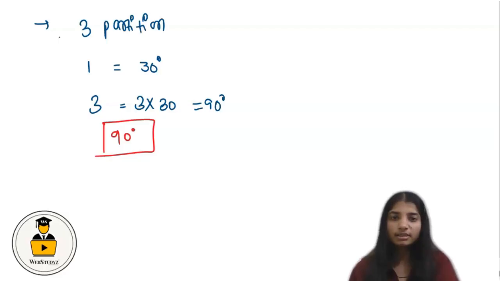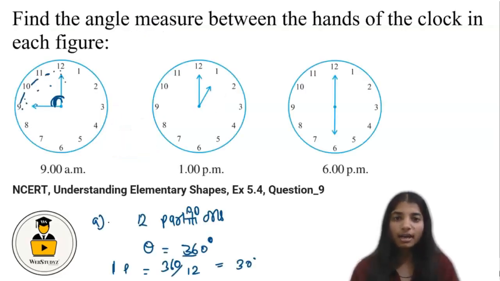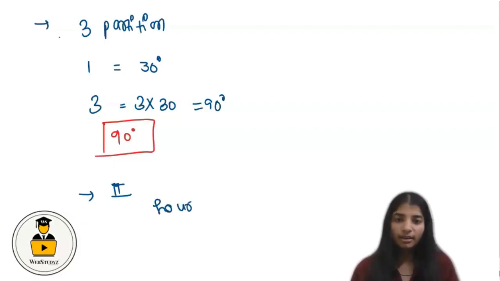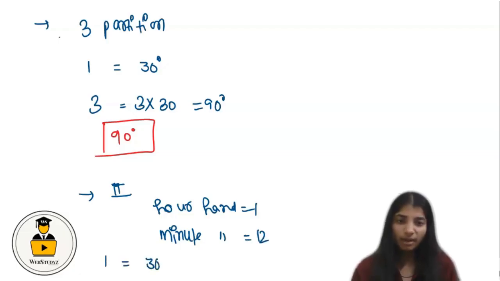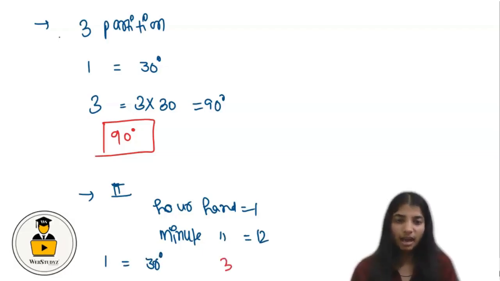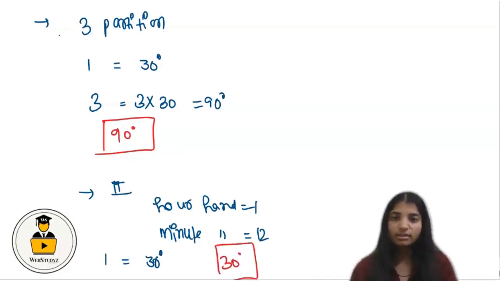Now let's discuss the second part. For the second figure, the hour hand is at 1 and the minute hand is at 12. So there is only one partition, and we know that one partition is equal to 30 degrees. So we have to find the angle between the hour hand and the minute hand, and we can say that the difference between them in this case is 30 degrees. So this is the answer to part B.